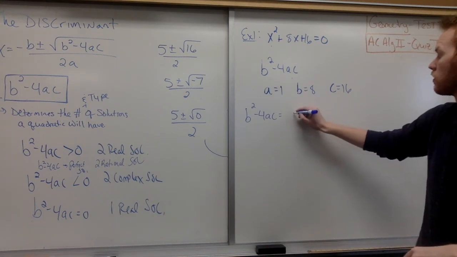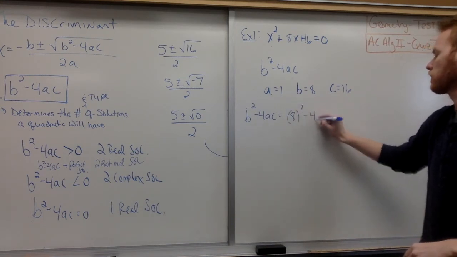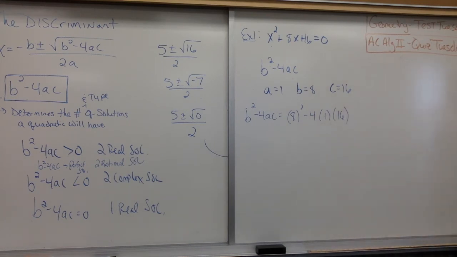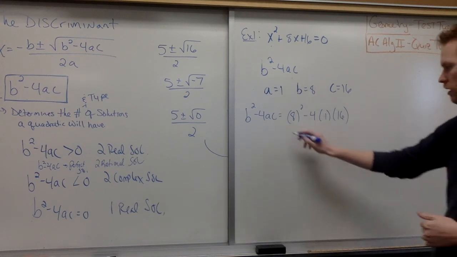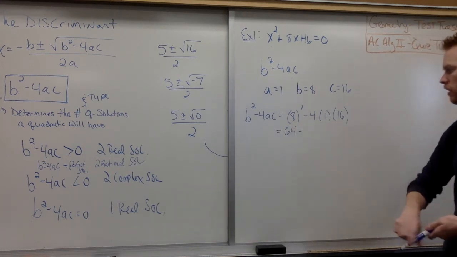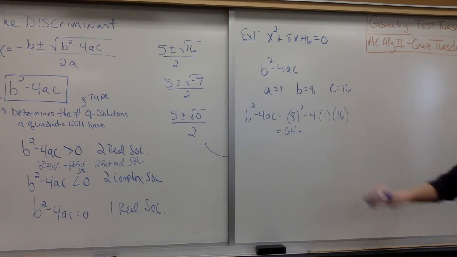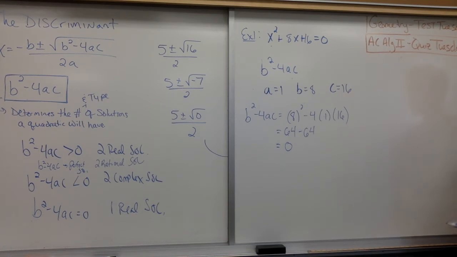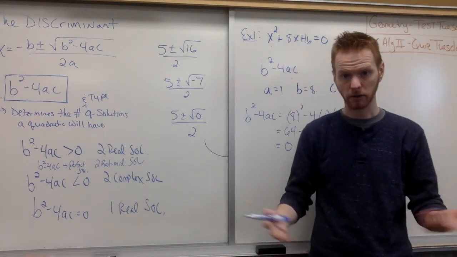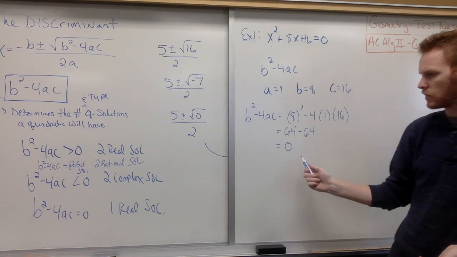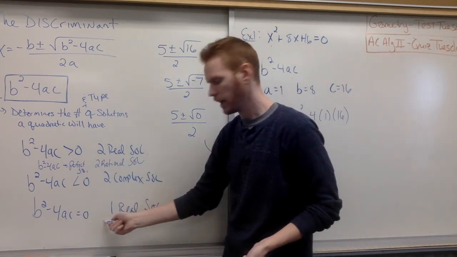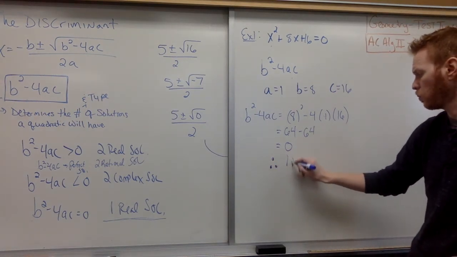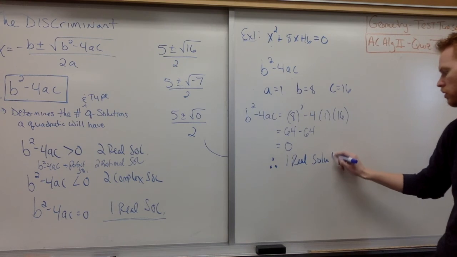Substitute. We get 8 squared minus 4 times 1 times 16. 8 squared is 64. 4 times 1 times 16 gives me 64. Therefore, my answer is going to be 0. That's what's going to be underneath the radical of the quadratic formula. 0 is telling me that I will only have one real solution. Okay? Therefore, one real solution.